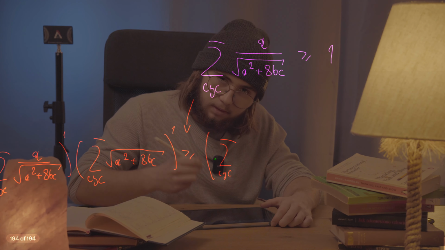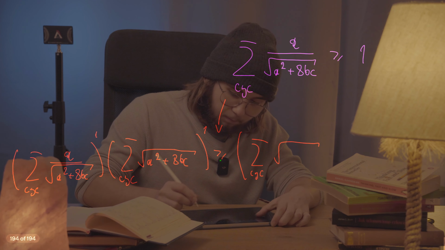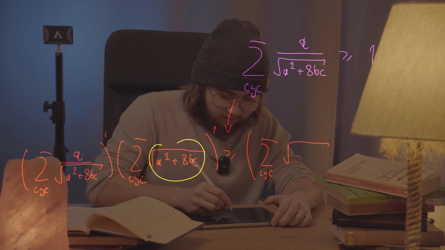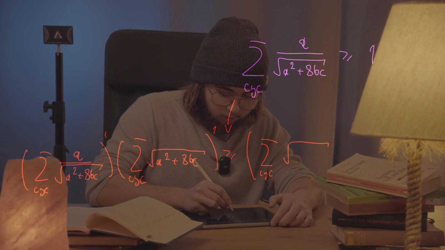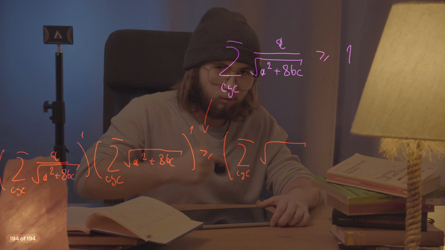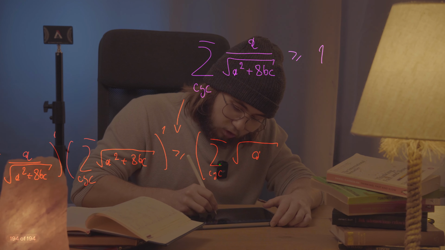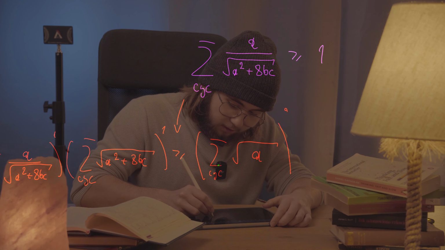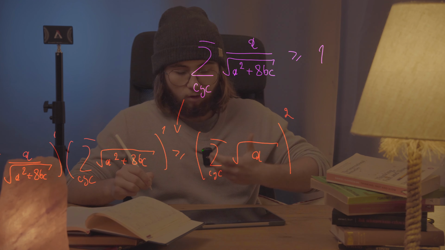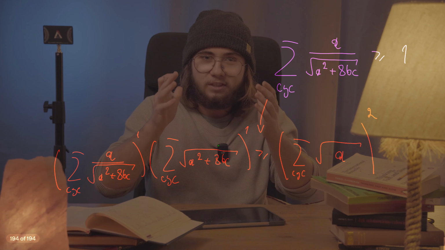Is going to be equal to the cyclic sum, and then the square root of the product of this stuff times this stuff. So the denominator here is going to cancel out with this square root right there, not the square root right there. And we'll get the cyclic sum of just the square root of a, and this entire thing is going to be raised to the power of 2. Well, that's awesome. We just got rid of this denominator.